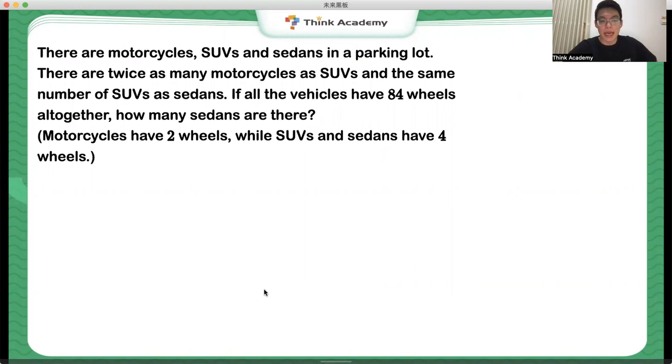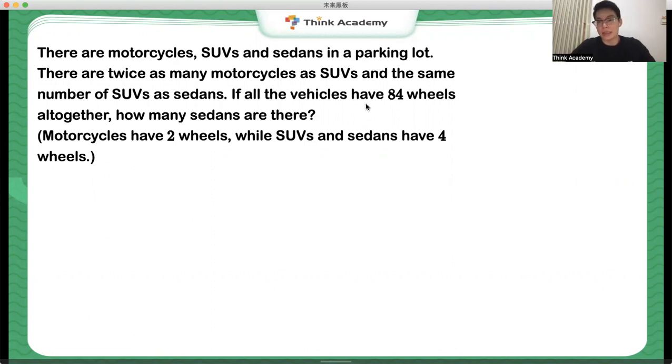So let's take a look at the last question we have. There are some motorcycles, SUVs, and sedans in a parking lot. There are twice as many motorcycles as SUVs and the same number of SUVs as sedans. If all the vehicles have 84 wheels altogether, how many sedans are there? It says that motorcycles have 2 wheels, while SUVs and sedans have 4 wheels.